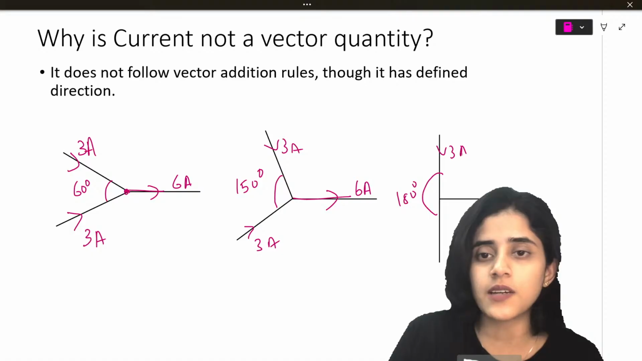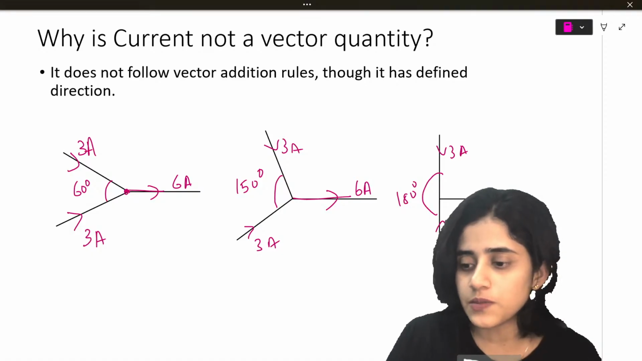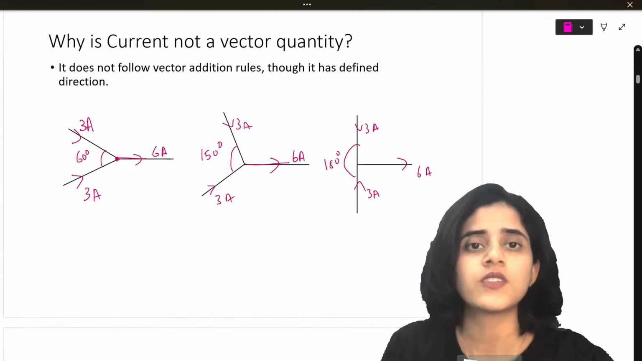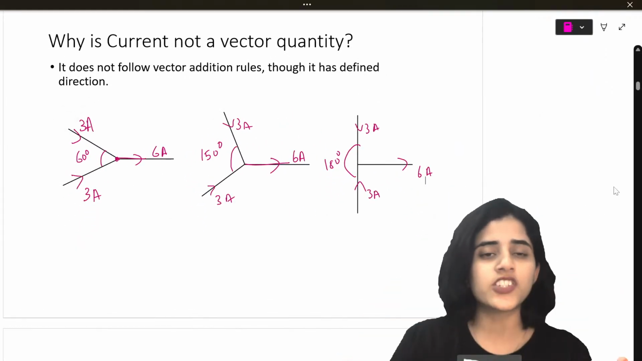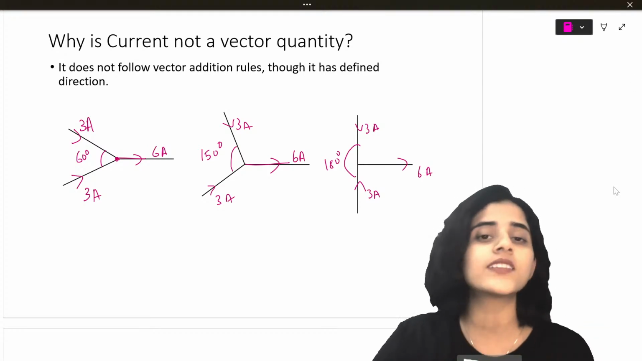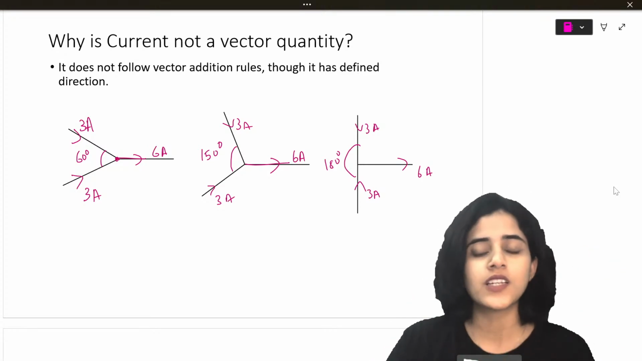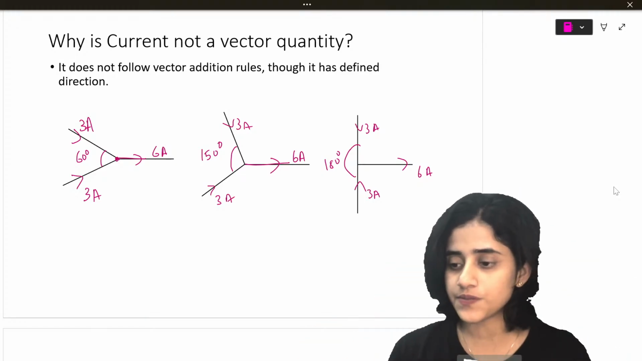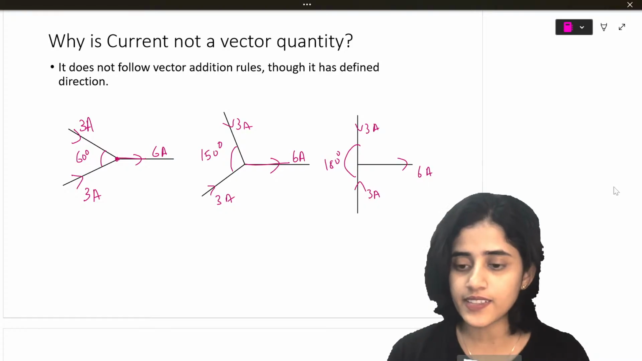So 3 amps comes, 3 amps comes, you still get 6 amps, isn't it? So that means the direction in which the wires are placed does not matter. It is always 6 amps. So here, the direction is not important. Okay? Is that clear? Yes?